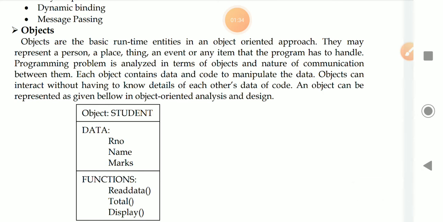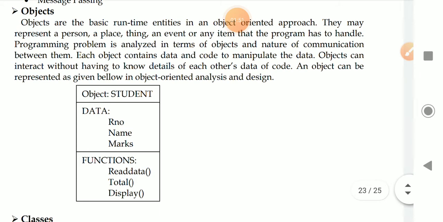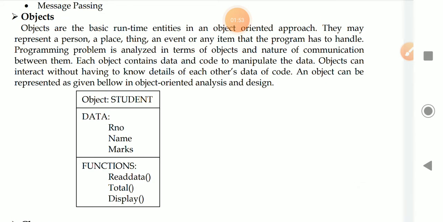In object oriented programming, the programming problem is analyzed in terms of objects and how they communicate together. What objects are there, how the objects communicate, the nature of the communication between them is identified. Each object contains some data and also contains the operations to be performed on the data. Objects can interact without having to know the details of each other's data and code.